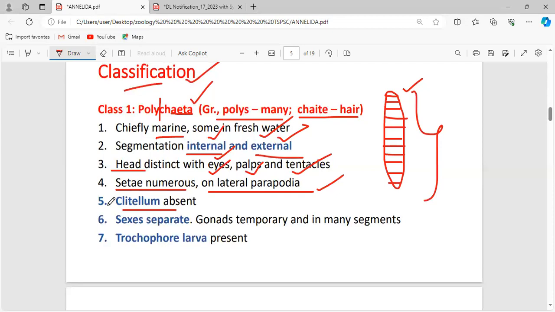Clitellum is absent. What is the function of clitellum? We'll see on the upcoming slides. Sexes are separate, which means what? Dioecious. Gonads are temporary and in many segments. In all the segments, reproductive organs are present. And what is the larval stage? The larval stage seen here is trochophore larva. Clear? That's all about the class Polychaeta.